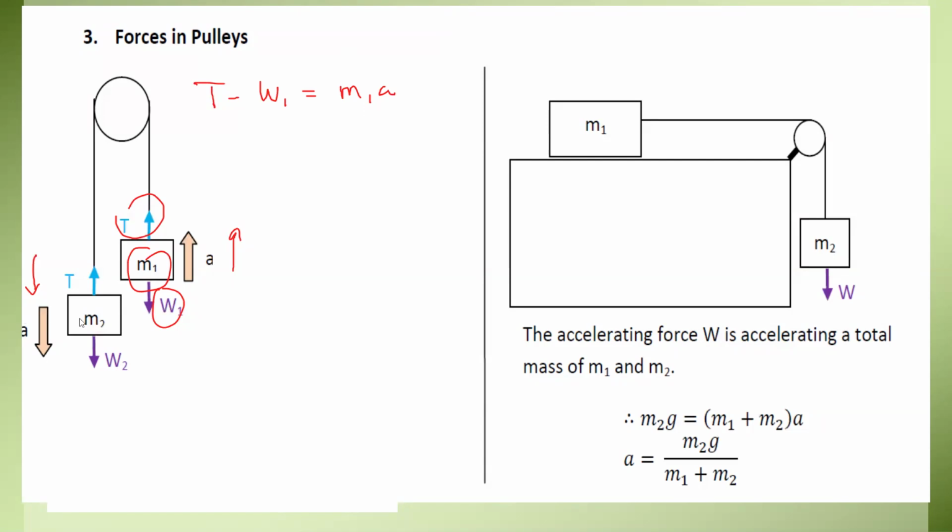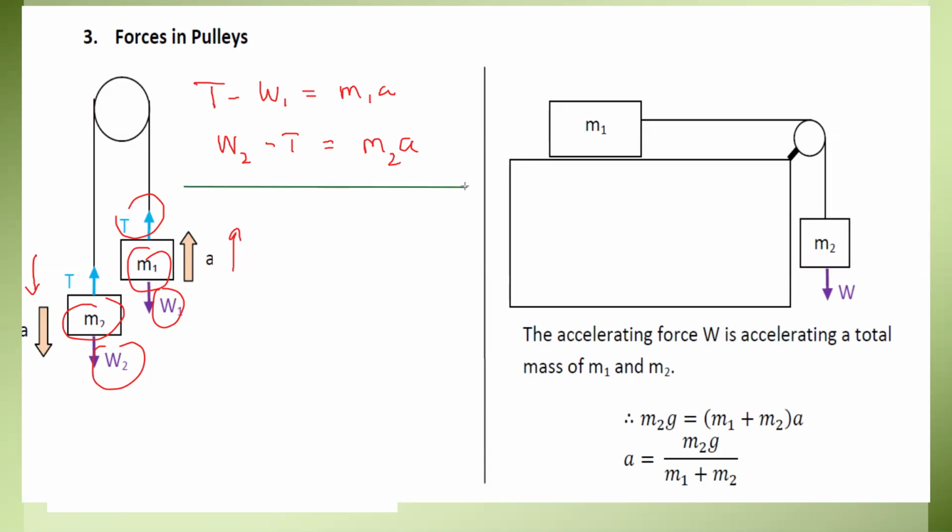Same thing, the second object was accelerating down. If it is accelerating down, it means that W2 is more than the tension. So W2 is more than tension, and the difference is equal to the resultant force according to Newton's second law. Because the mass of this object was M2, we wrote M2A. Now, if we want to write a combined equation, how do we write it? For acceleration, we just add them.